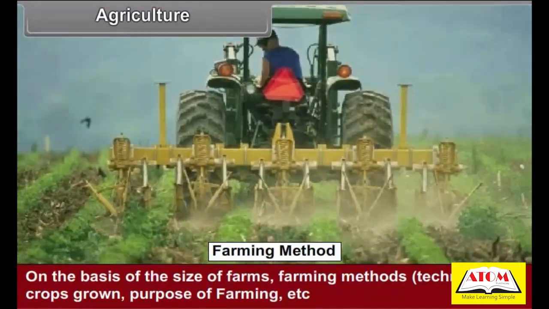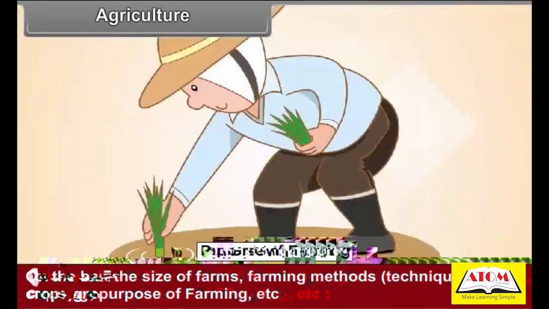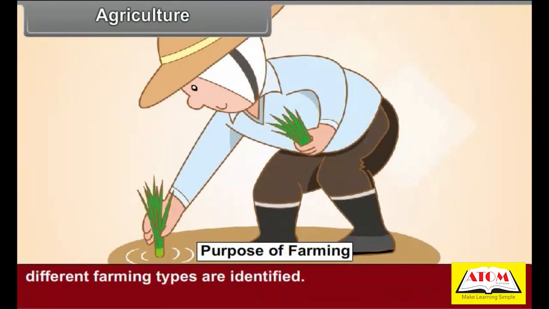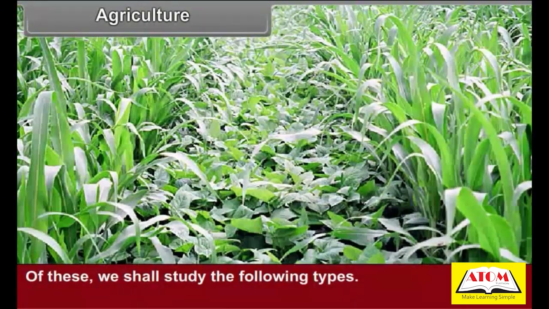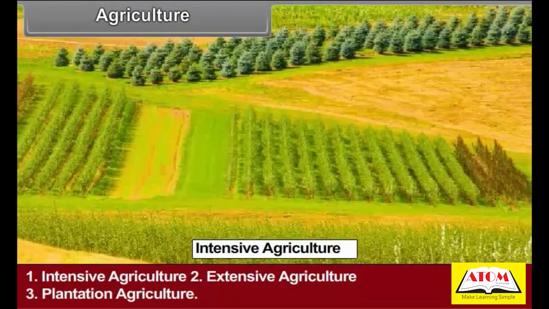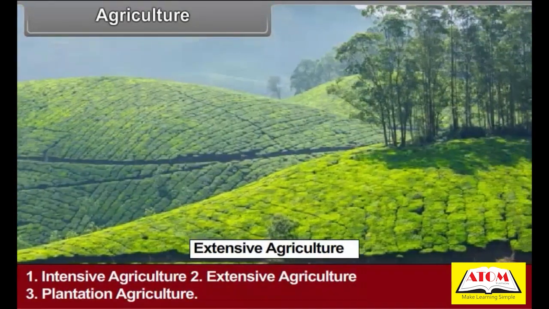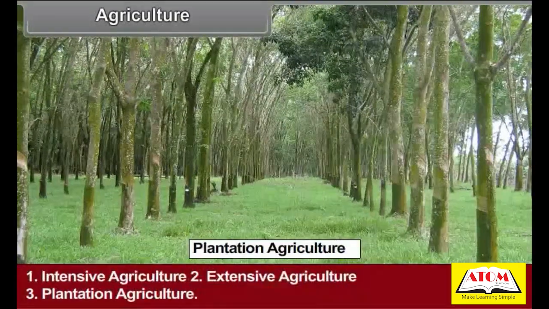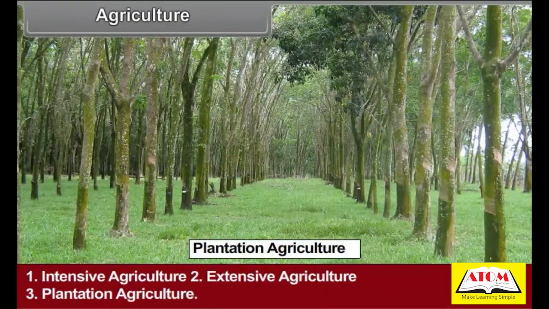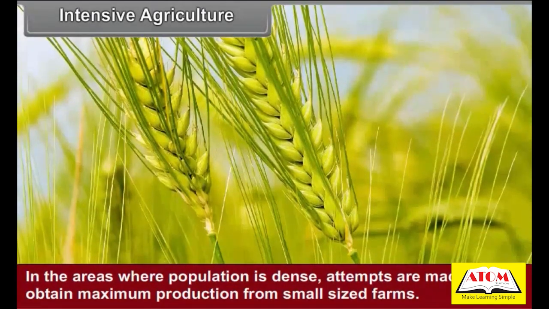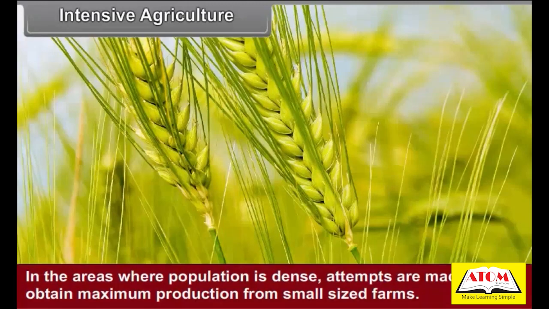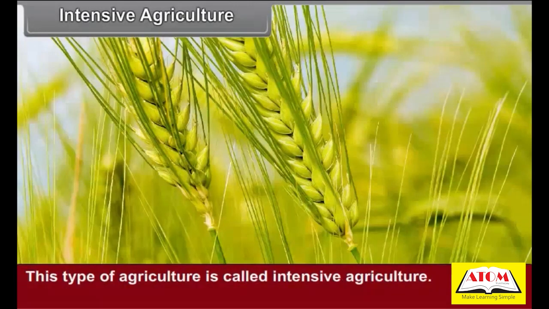On the basis of the size of farms, farming methods, that is, techniques, crops grown, purpose of farming, etc., different farming types are identified. Of these, we shall study the following types: intensive agriculture, extensive agriculture, plantation agriculture. See figure 13.2. Intensive agriculture. In the areas where population is dense, attempts are made to obtain maximum production from small-sized farms. This type of agriculture is called intensive agriculture.